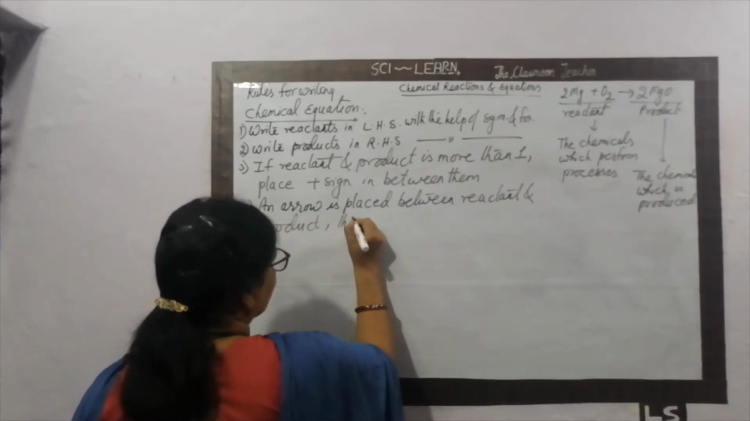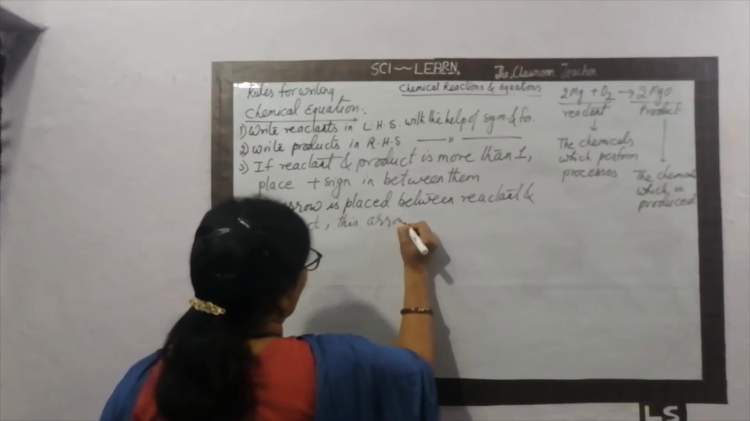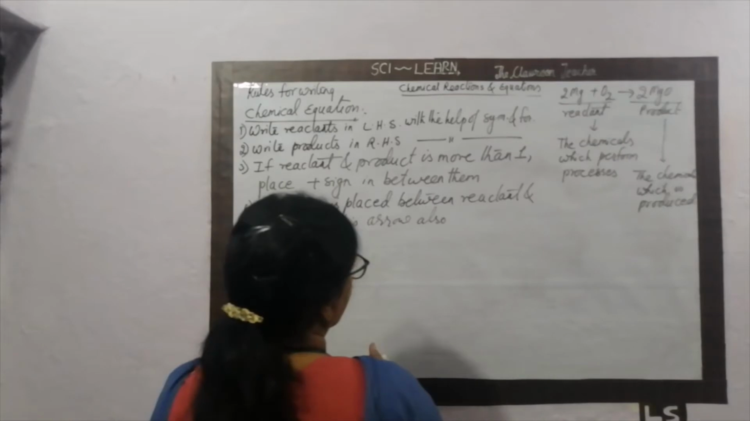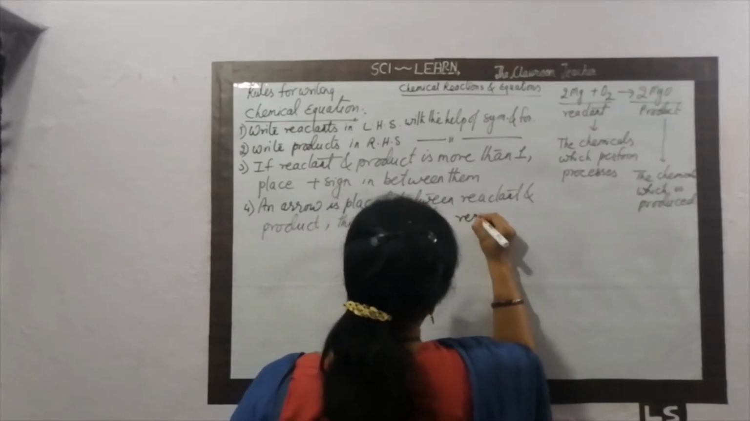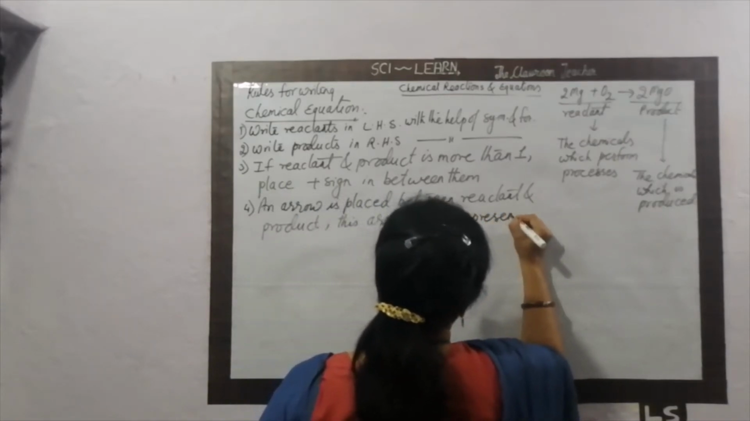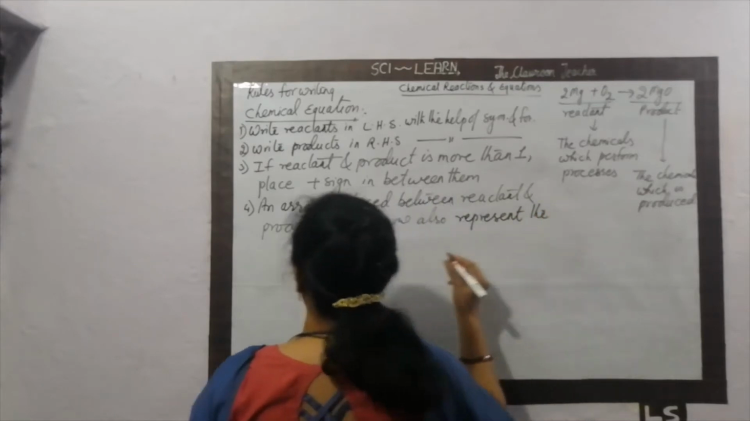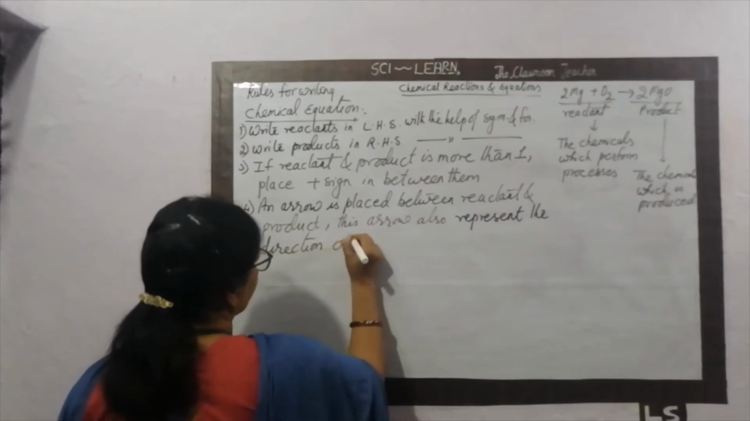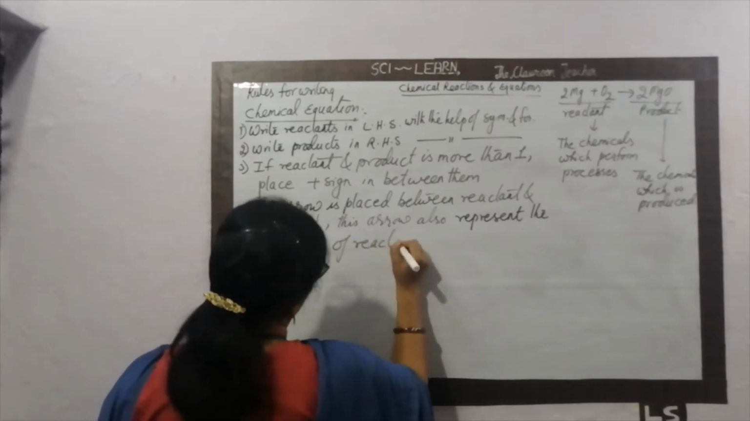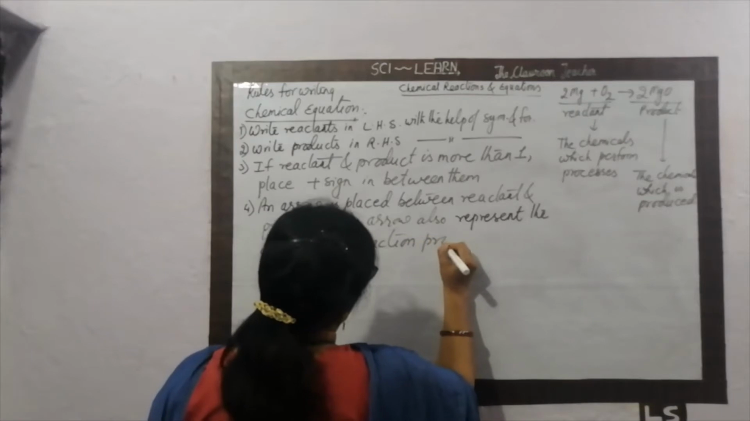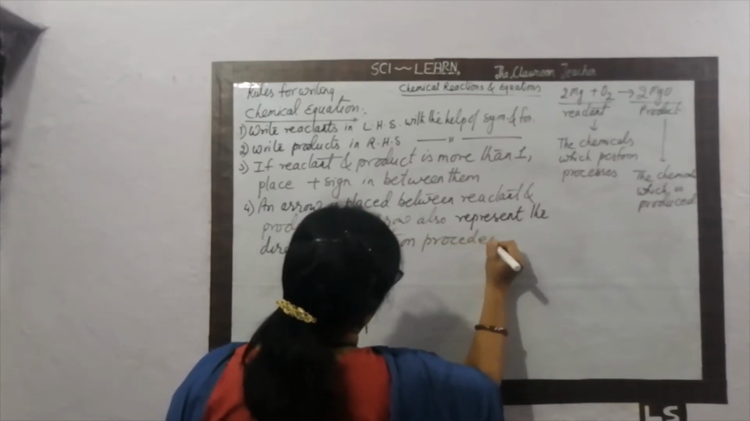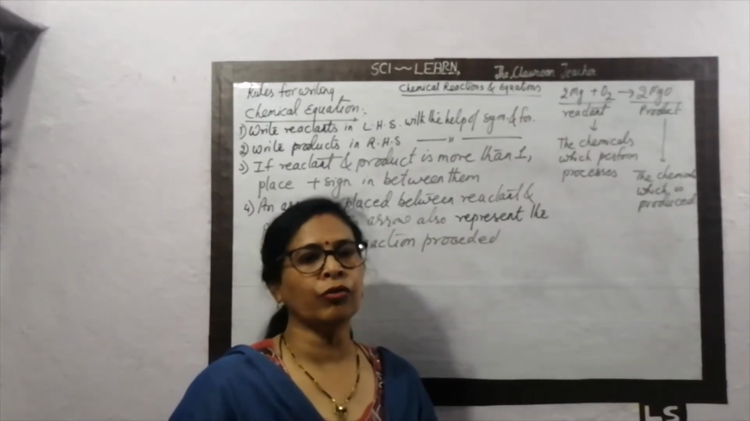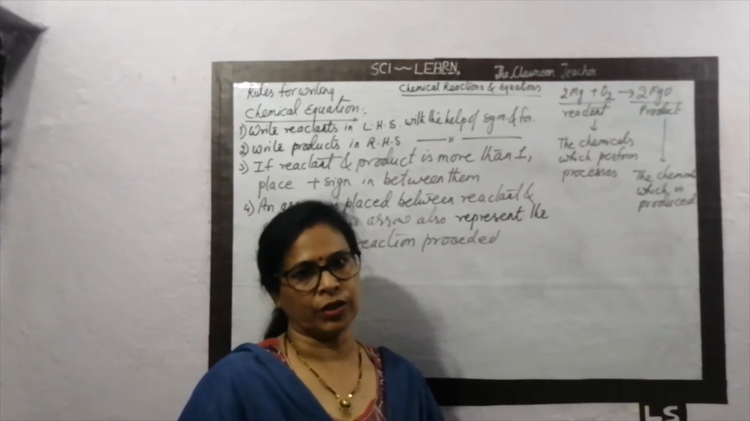This arrow also represents the direction of reaction proceeded. So this is the rule for writing the chemical equation.